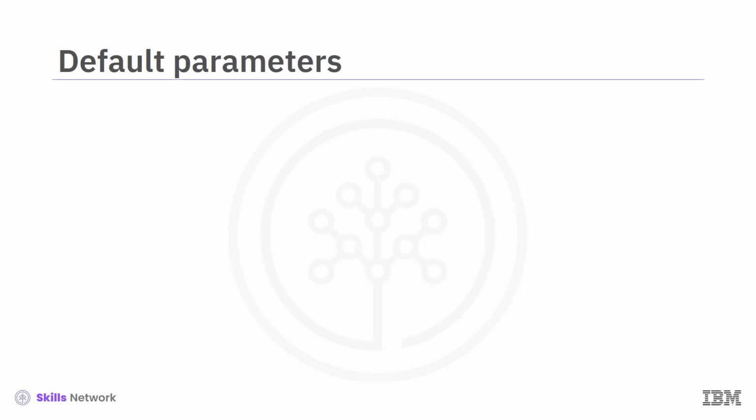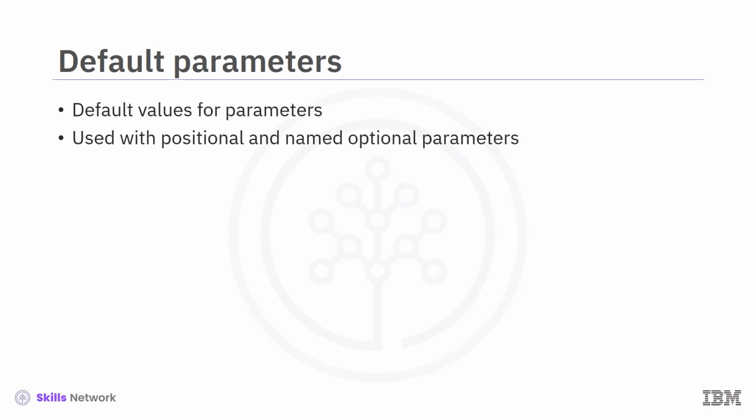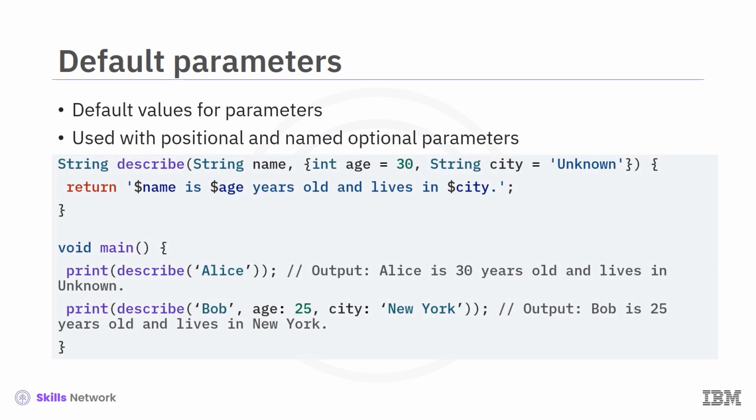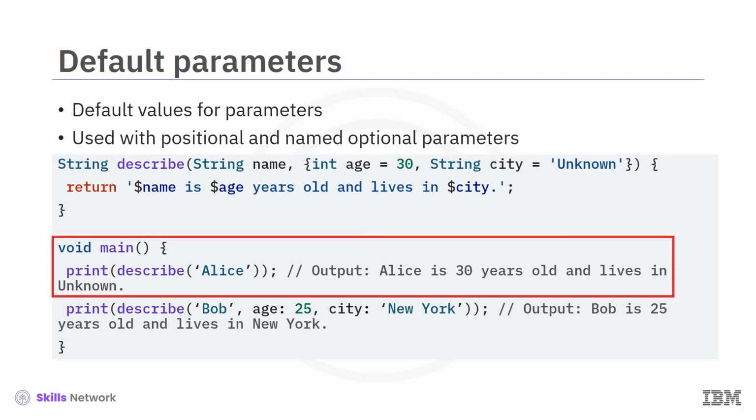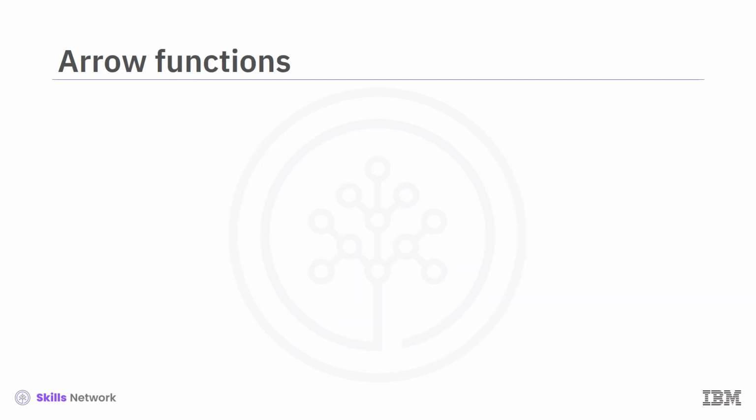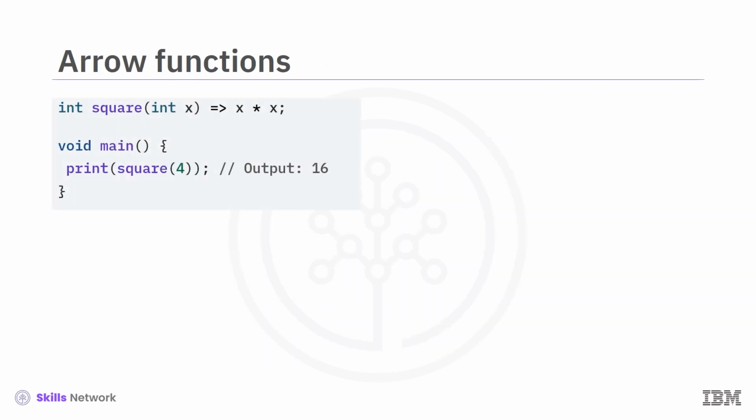Dart allows you to provide default values for parameters. These parameters can be used with both positional and named optional parameters. In this example, the describe function has two named parameters, age and city, with default values. If age and city are not provided when calling describe, the default values are used. Another important feature is arrow functions. Dart allows for concise function expressions using the arrow syntax, which is especially useful for short functions.